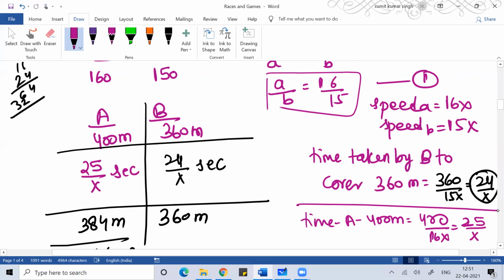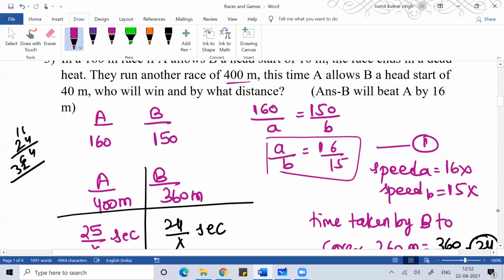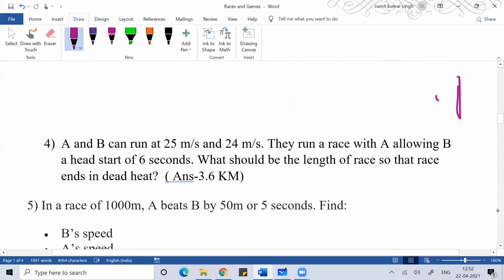So with this, you can understand that B this time is going to win the race. You can easily understand this. Now the question arises: by how many meters will B win the race? So B will defeat A by how many meters, you can find by doing this calculation, and that will give you the value of 16 meters.